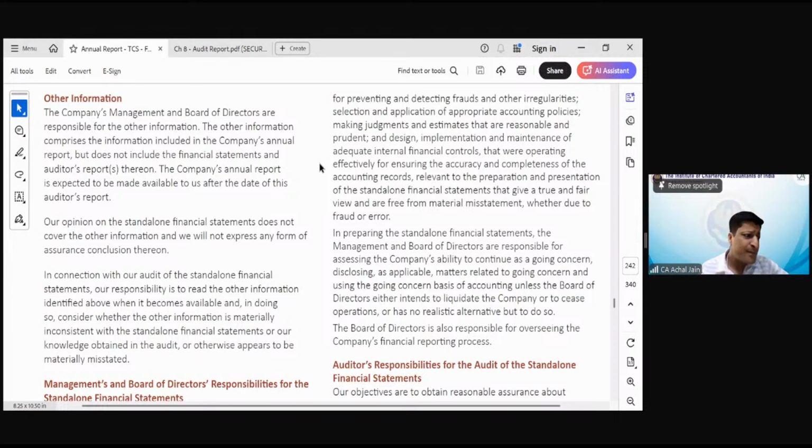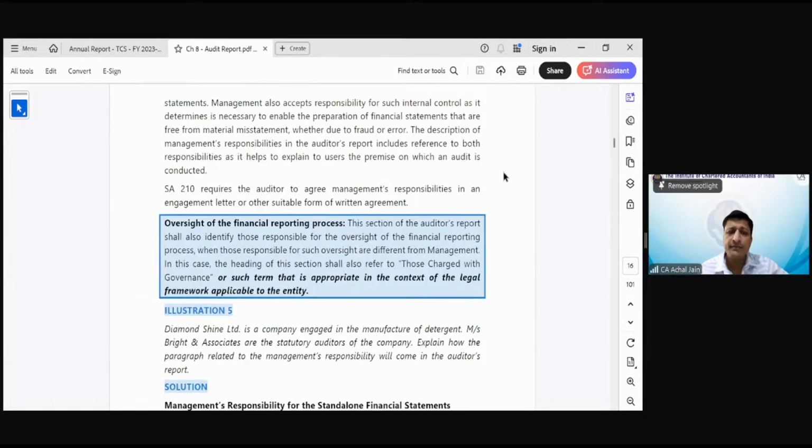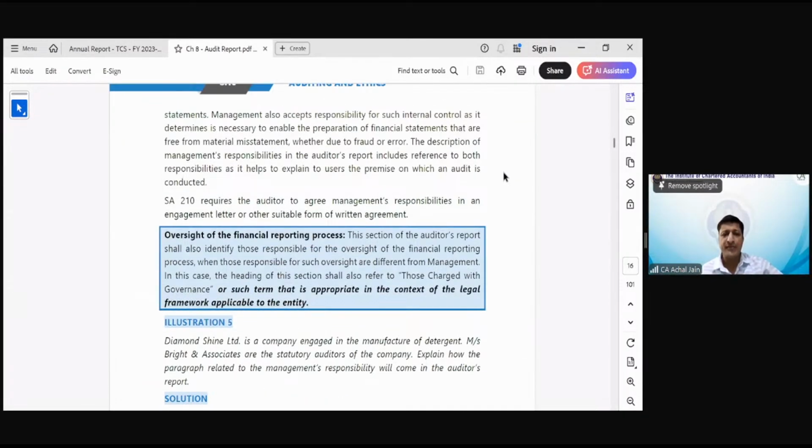Alright, so now in relation to this management's responsibility, let's look at one question. Once again, I'll go to that study material. Let's look at question 5. Diamond Shrine Limited is a company engaged in the manufacturing of detergent. Messrs. Bright and Associates are the statutory auditors of the company. Explain how the para related to management responsibility will be included in the auditor's report. Simple. Over to you.